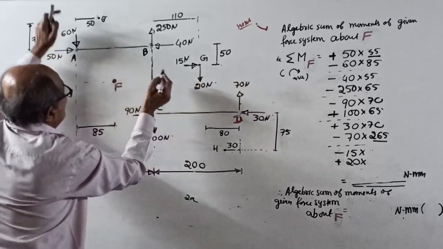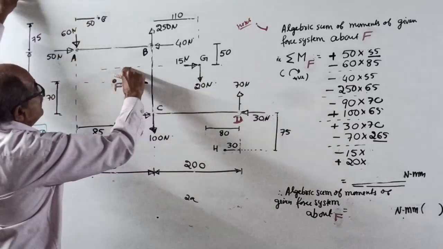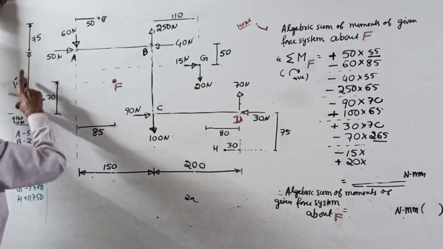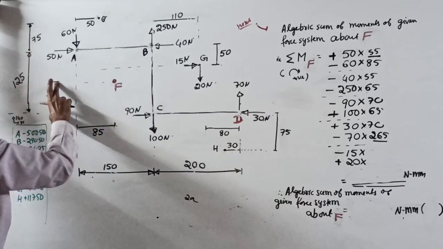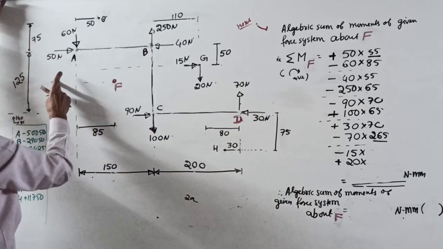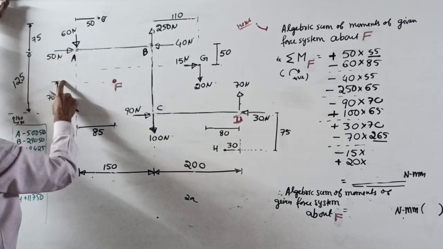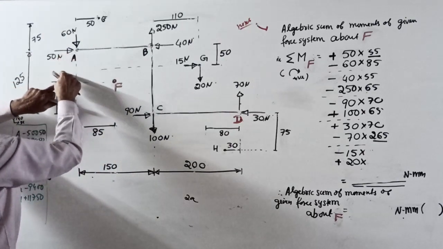15 into, see, this distance. Now see, this is 125. Be careful, this is 125. This is 70. If it is 125, this is 70. This will become 55. See, this will become 55.